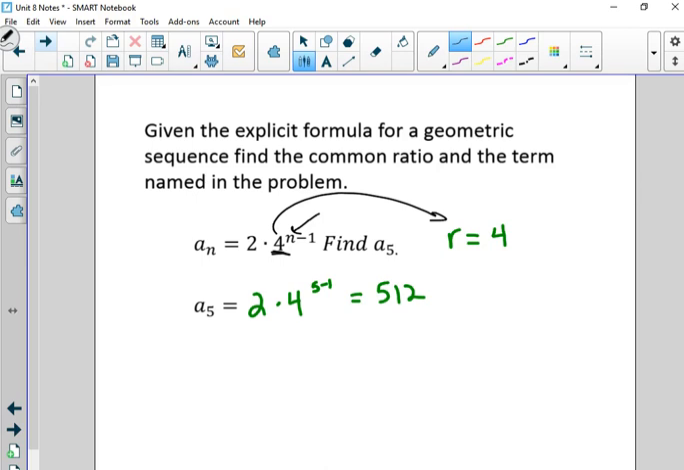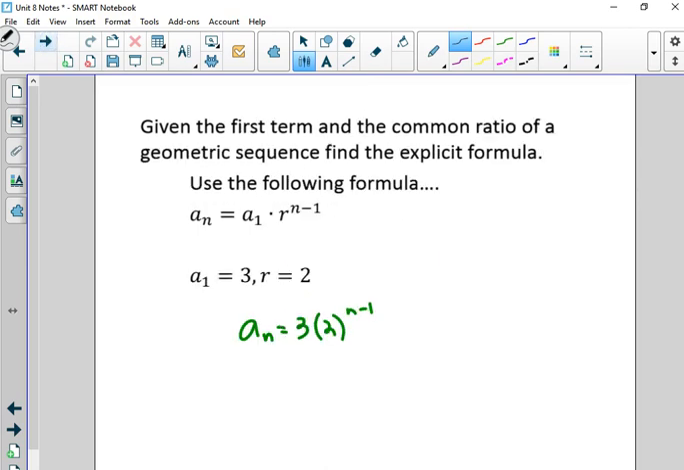So very similar to arithmetic, totally different formula, but the concept is the same. To find the first 5 numbers or the 17th number, you just plug those numbers in right here for n. If you want to know what r is, it's right here.